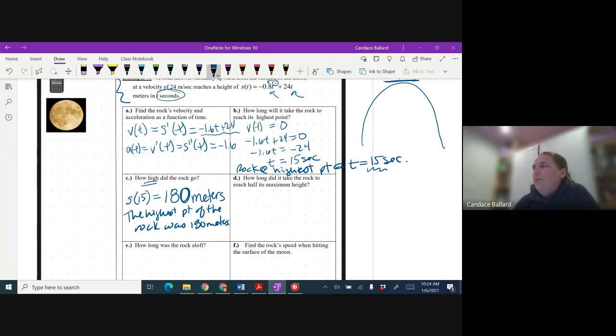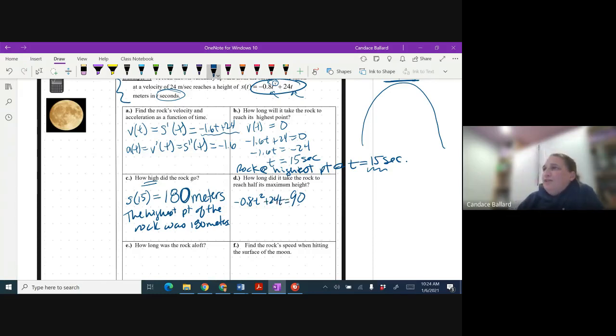All right, more participation on that one, okay? Half of the, thank you for correcting yourself, Kyle. All right, half of the maximum height has to be 90, right? So if I'm looking for how long, I'm going to set the height equation equal to 90. And I'm going to show you a trick on the calculator on how to solve this, because look at what loveliness this is. It's like a mess now, right?